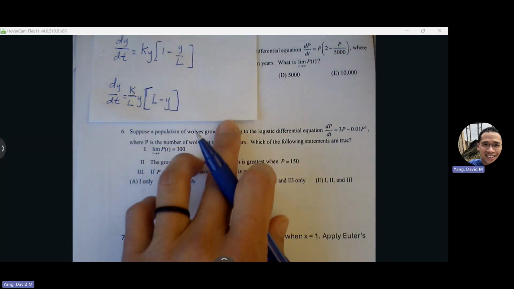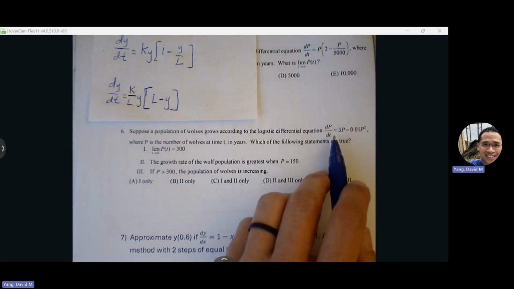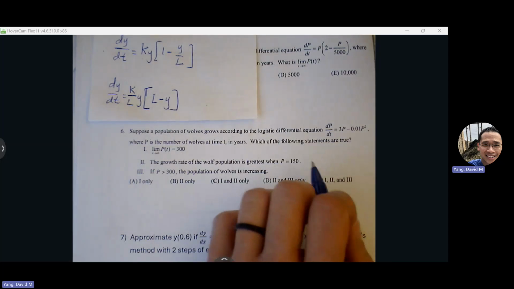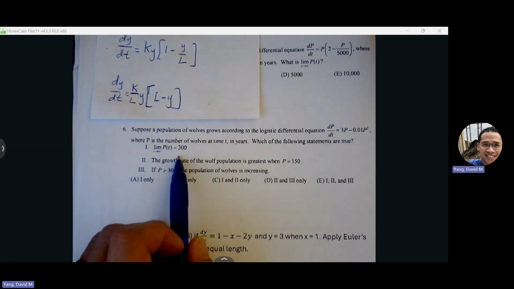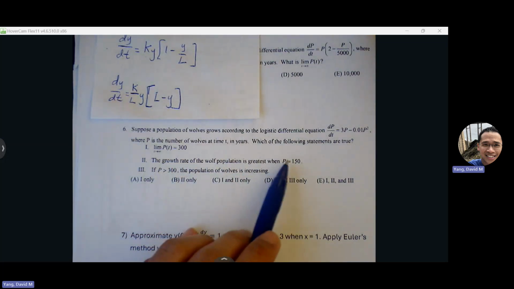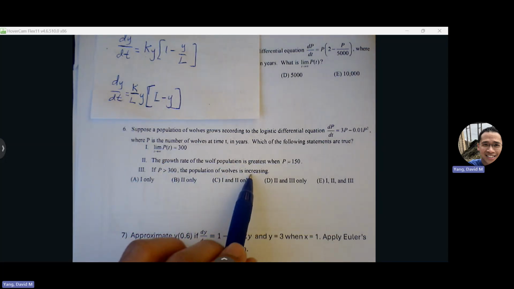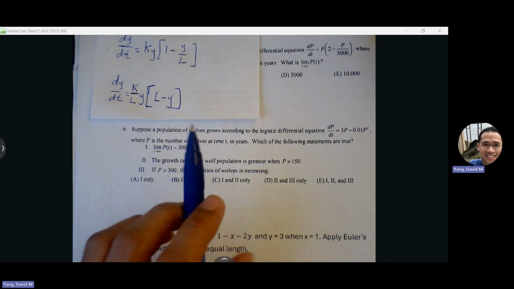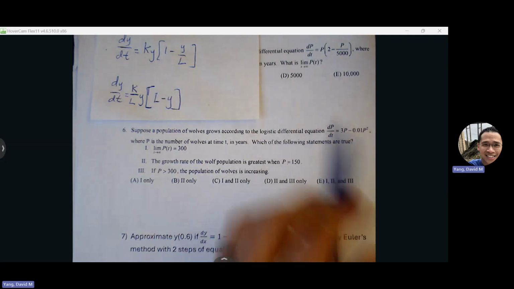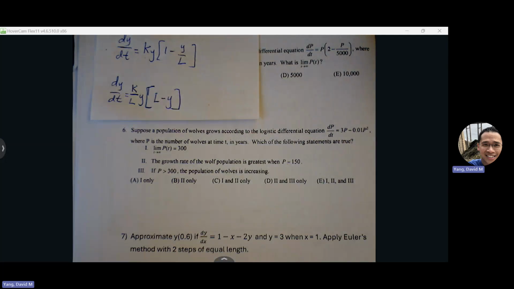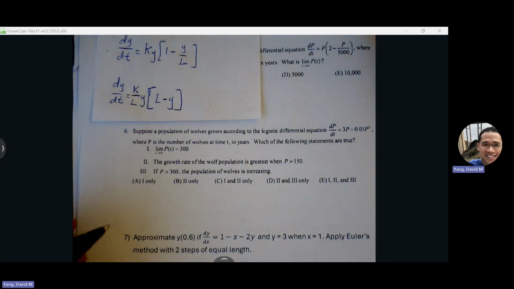All right, suppose the population of wolves grows according to the logistic differential equation, where p is the number of wolves at time t. Which of the following statements are true? The limit is approaching 300. The growth is greatest when p equals 150. When p is greater than 300, the population of wolves is increasing. So let's first get this into something that is more easily identifiable in terms of looking for that carrying capacity.